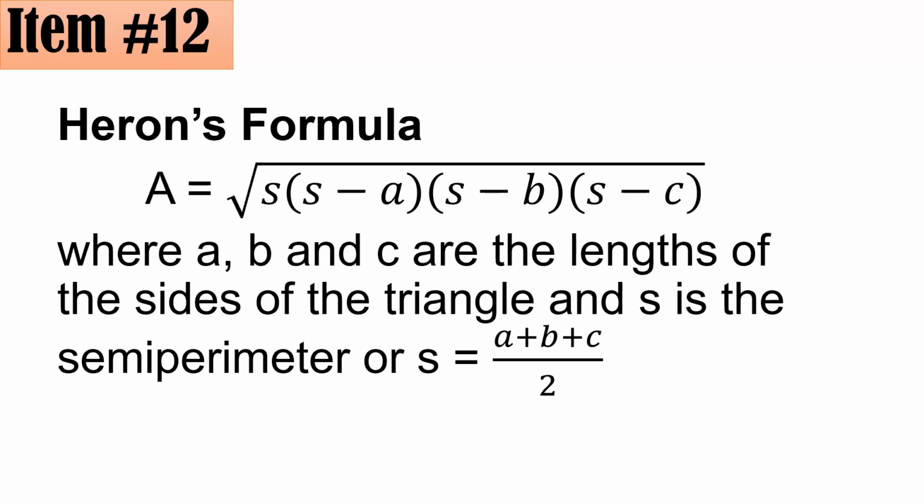where A, B, and C are the lengths of the sides of your triangle, and S here is what we call the semi-perimeter. So to get the semi-perimeter po, we simply add all the three sides and divide it by 2, or simply get the perimeter of the triangle divided by 2.